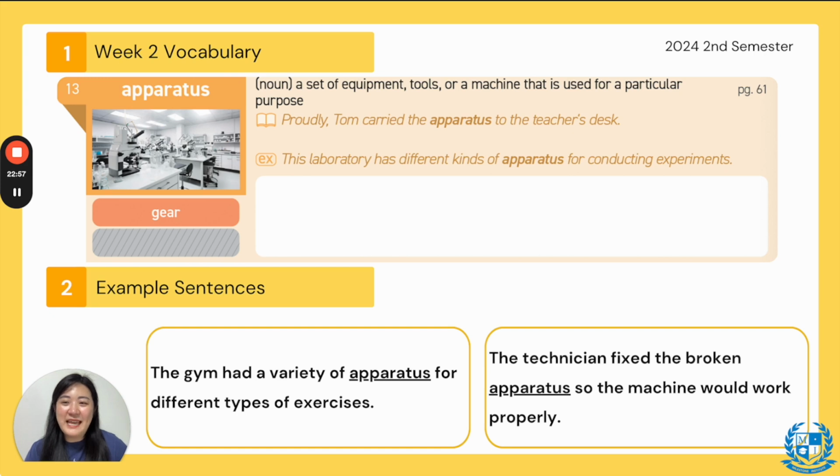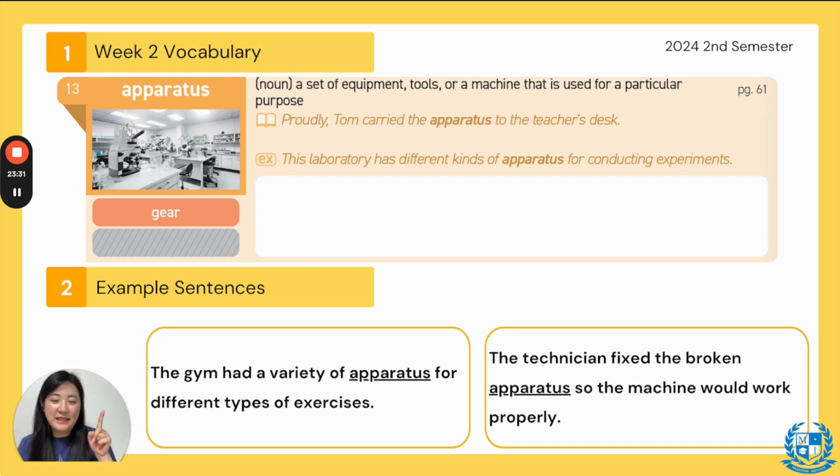13, everyone say apparatus. Apparatus. The synonym is gear, and the part of speech is a noun because it is a thing. It means a set of equipment, tools, or a machine that is used for a particular purpose. In the book it says, proudly, Tom carried the apparatus to the teacher's desk. This is when he was showing everybody something that he brought to school, remember? So, an apparatus, a little machine thing.